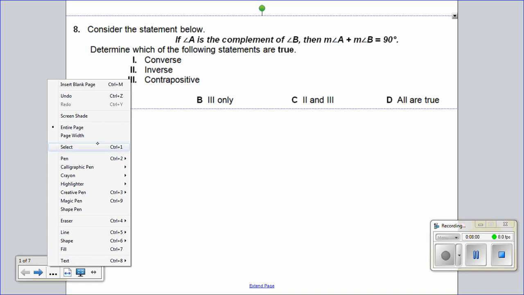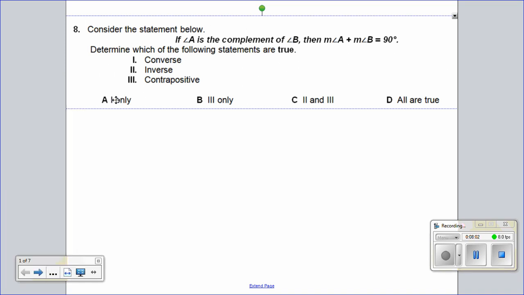Let's identify our P's and our Q's first. P: angle A is the complement of B. Q: the measure of angle A plus the measure of angle B is 90. Again, to do the converse, it's Q, then P. The inverse is not P, then not Q. And then the contrapositive is not Q, then not P.